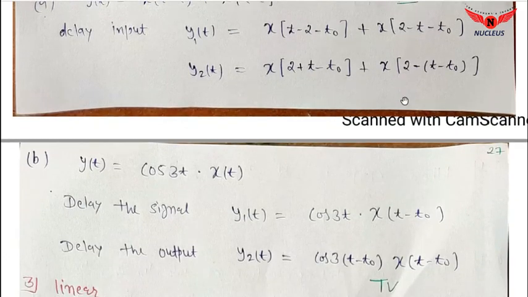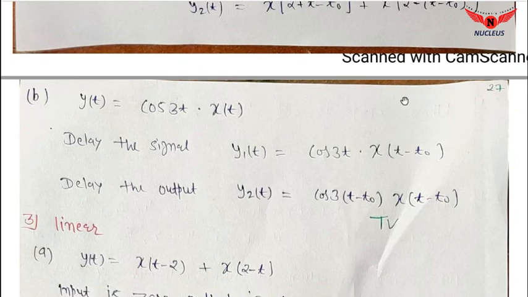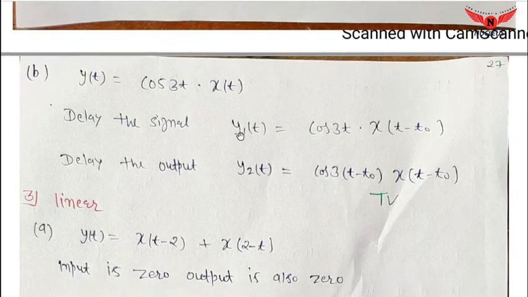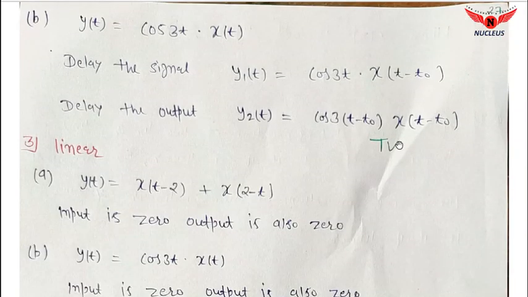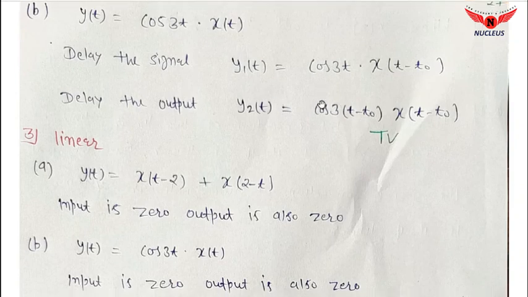Next question is y(t) equal to cos 3t x(t). First you delay the input. If you delay the input signal, then you will get y1 equal to cos 3t dot x(t minus t naught). Now delay the output, y2 equal to cos 3(t minus t naught) into x(t minus t naught). Both the equations are not equal, so the system is time variant.